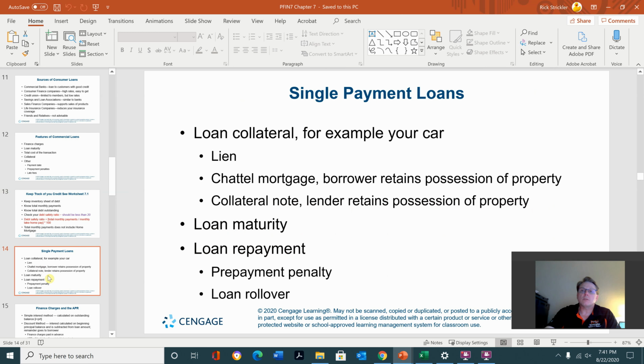Single payment loans and loan collateral, for example your car. With a chattel mortgage, the borrower retains possession of the property. With a collateral note, the lender retains possession of the property. This would be like a pawn shop, where they retain possession until you pay them back.